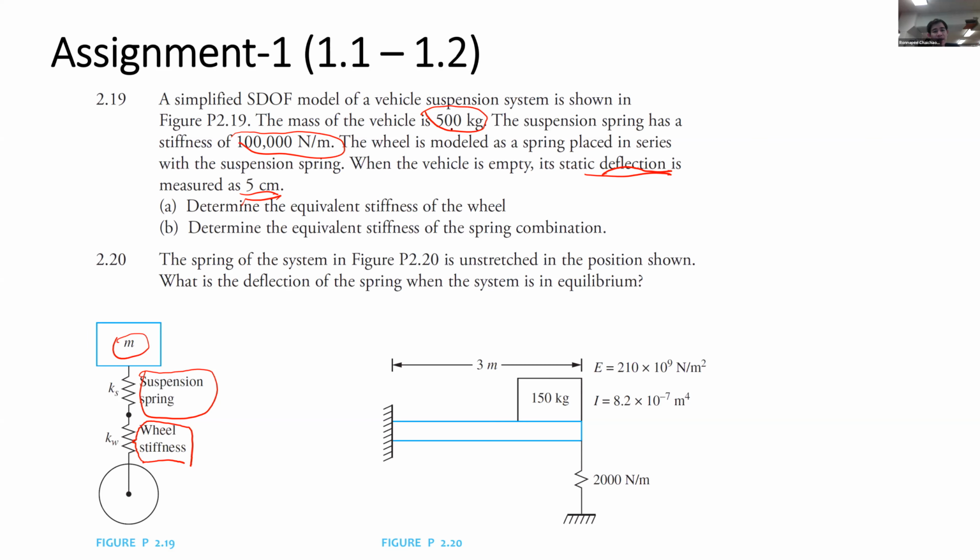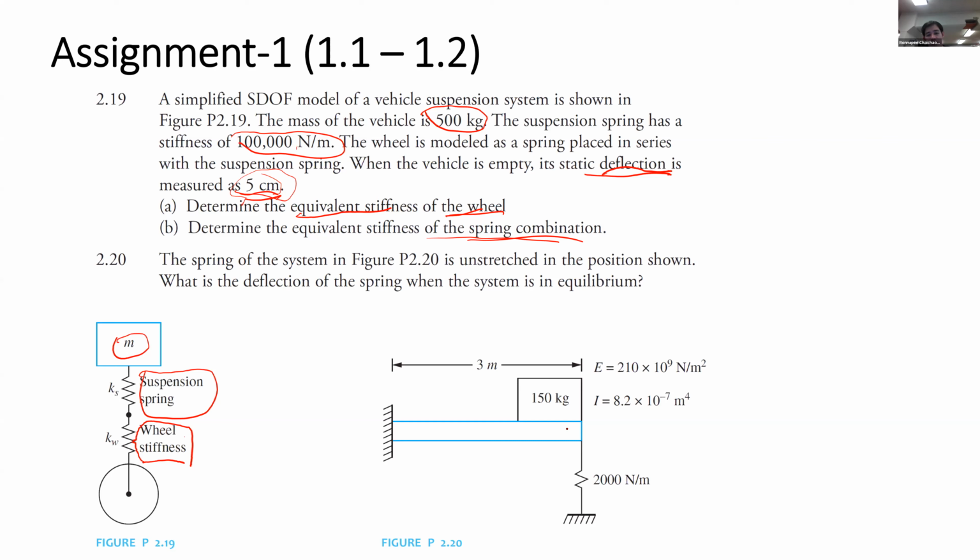You know the mass and you know the total deformation. You can find the equivalent stiffness of the series spring, but you know the stiffness of the suspension, so you should find a way to find the stiffness of the wheel. So please find the equivalent stiffness of the wheel and the equivalent stiffness of the spring in the combination.